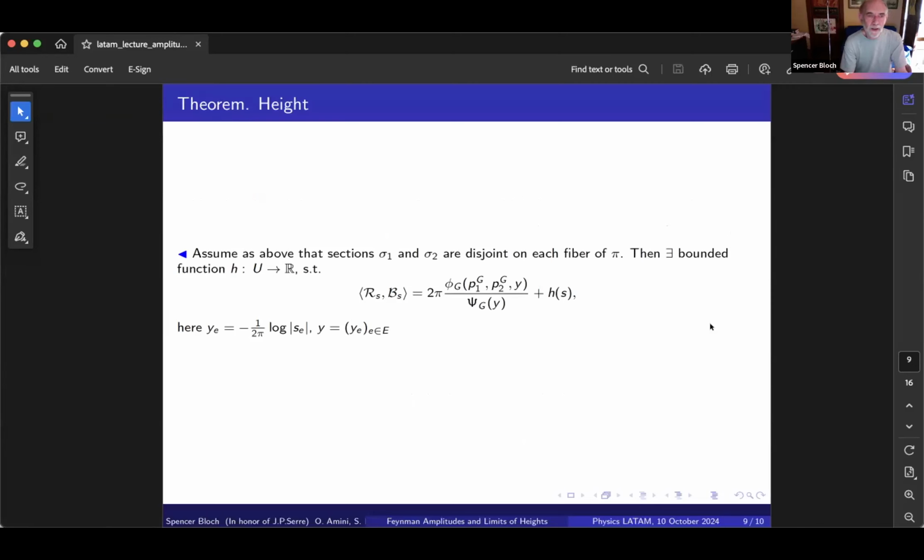Okay. Then the theorem, this is the height theorem. I seem to have written the fact that it's a theorem way up at the top of the slide, which is confusing. But anyway, this is the thing that really caught my eye and I think is relevant. Namely, we're not going to consider one height. We're going to consider a family of heights.